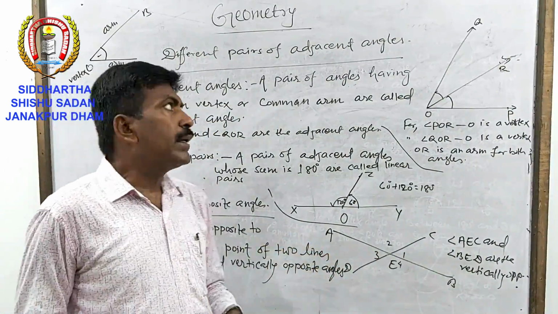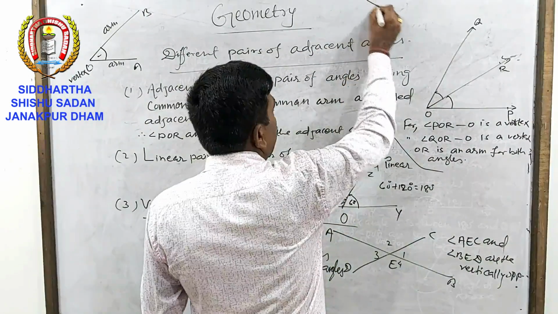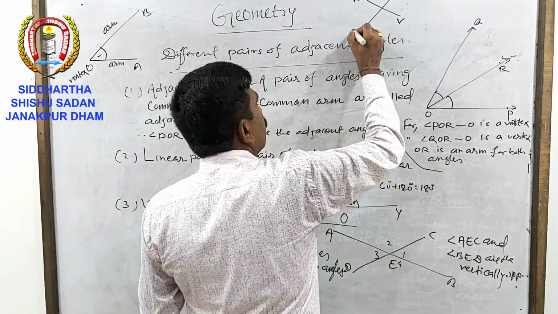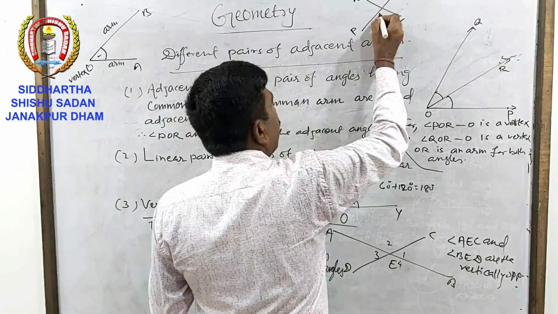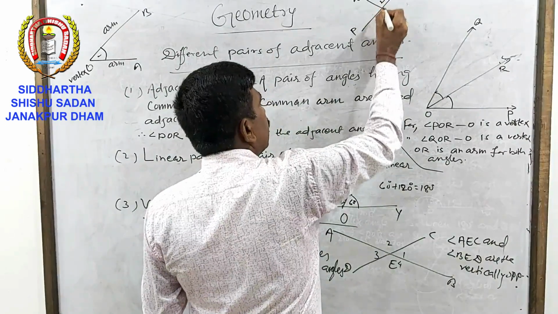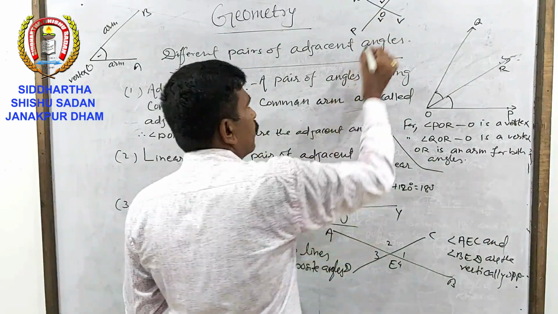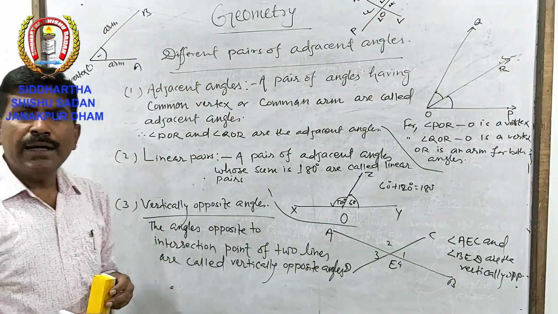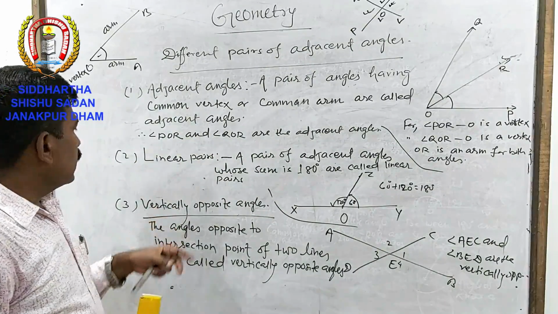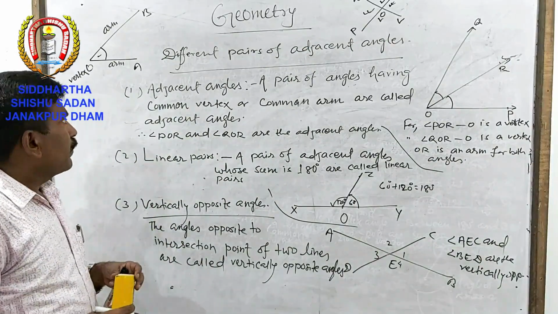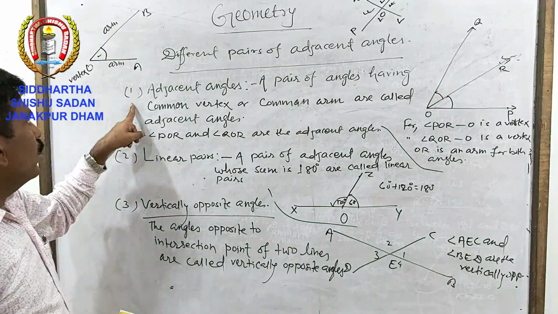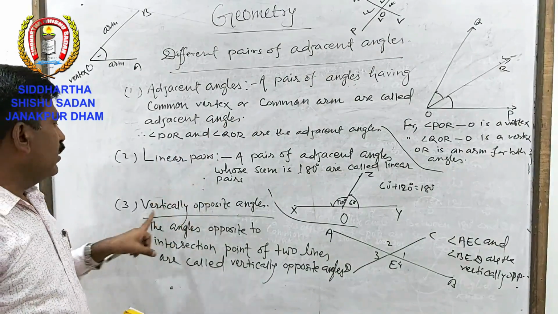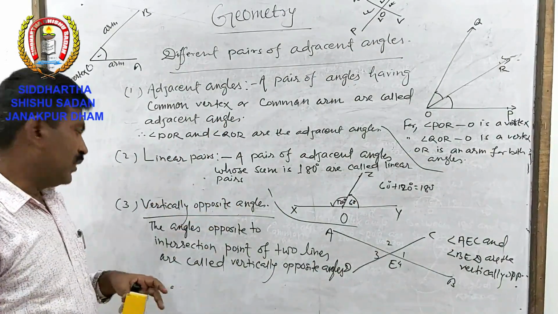That means when two lines, suppose here PQ and here RS, intersect at O, now this angle and this angle, these two are vertically opposite angles. Here this and this are also vertically opposite angles. So now this is also finished. Here, different pairs of adjacent angles: number 1, adjacent angles, we have finished. Linear pair we have finished. Vertically opposite angles we have finished now.